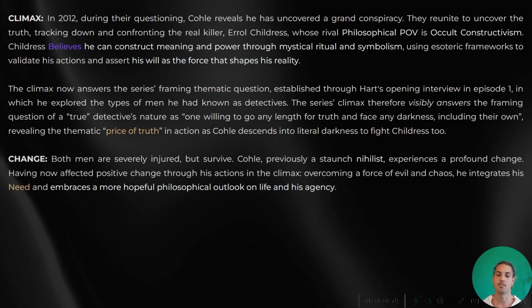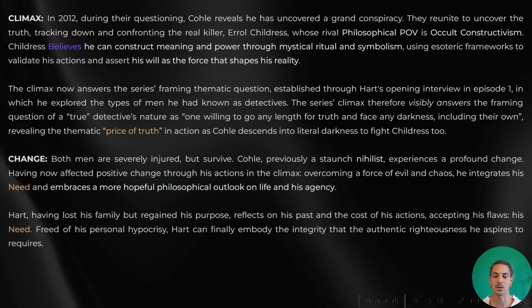In the end, both men are severely injured but survive, and Cole, previously a staunch nihilist, now experiences a profound philosophical change. Having effected positive change through his actions in the climax, he's dispelled that philosophical belief in nihilism because he overcame a force of evil and chaos and made meaningful change in the world. And therefore he integrates his need as he embraces a more hopeful philosophical outlook on life and his personal agency.